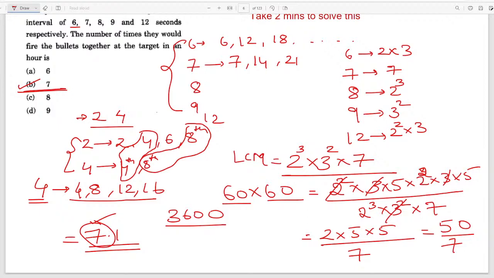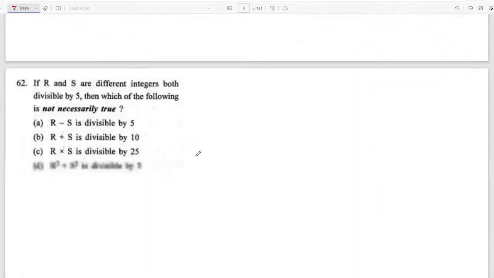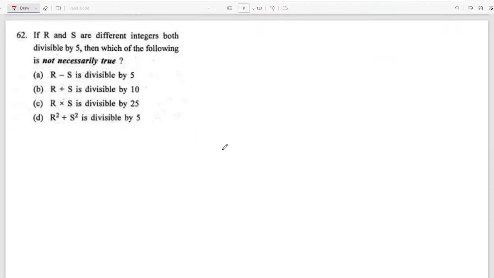Are things clear? If things are clear, I'll take one last problem and I will end the session here. So I hope there is time to squeeze in just the last question. We'll solve one more question and then we'll end the session today. So please take 2 minutes to solve this question.